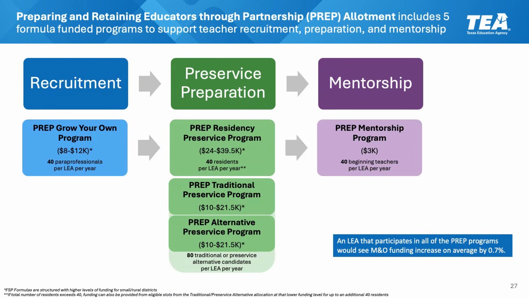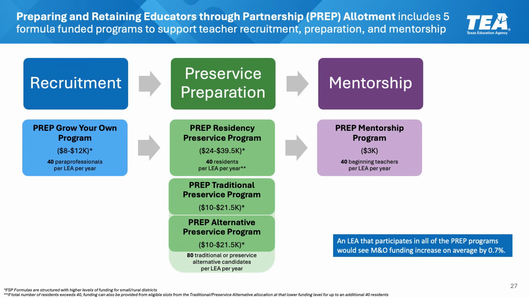While the teacher incentive allotment is designed to recruit and retain the best teachers in our classrooms, the PREP allotment, the Preparing and Retaining Educators Through Partnership allotment, is designed to strengthen the quality of teacher recruitment, preparation, and mentorship across the state. This allotment is divided into 5 components, which you see on your screen. The PREP Grow Your Own program provides funding through which participating school systems can support employees not holding a teaching certificate in completing a bachelor's degree to do so.